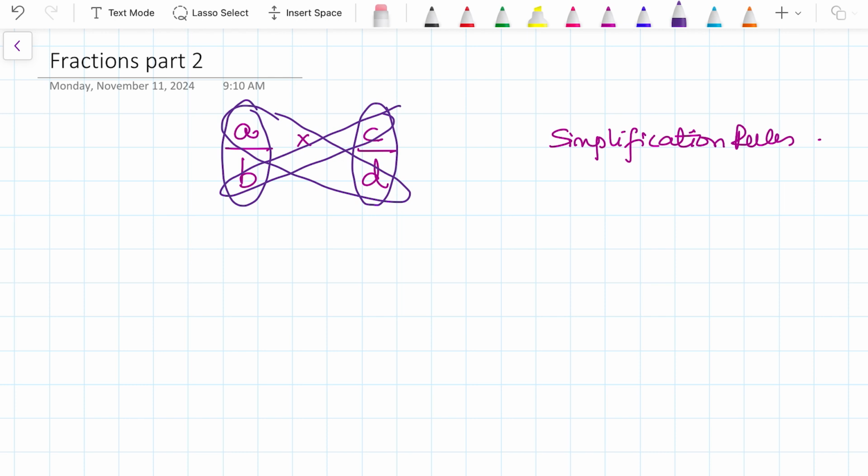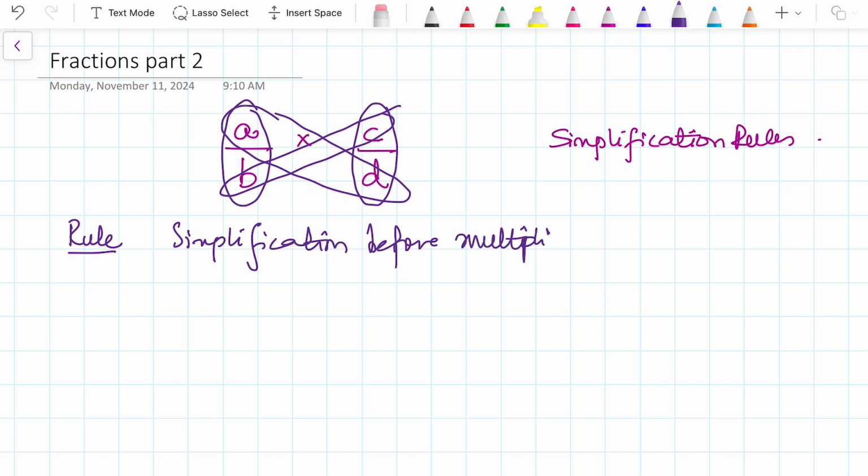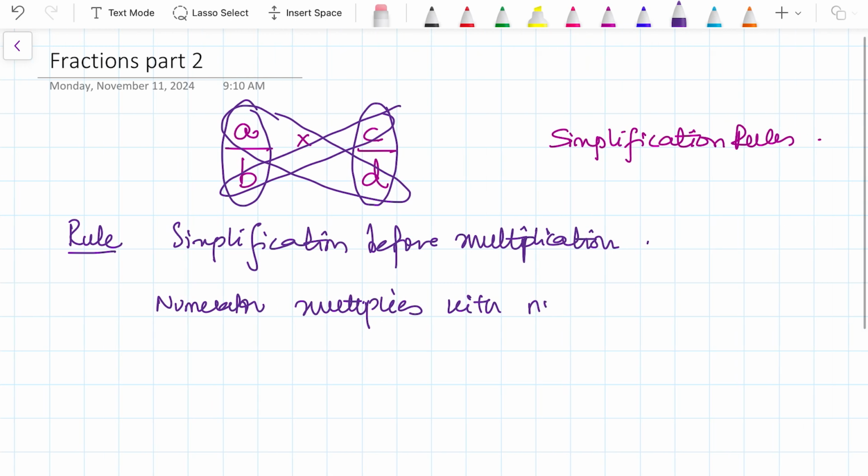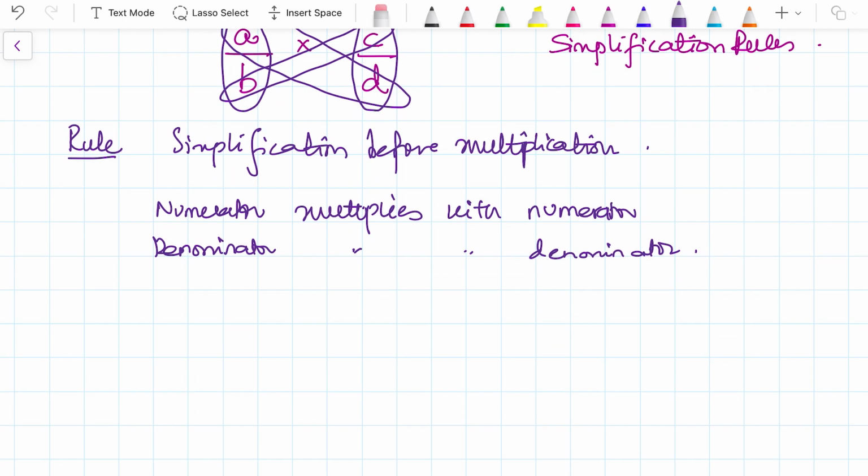So, the rule is simplification before multiplication. So this makes multiplication way easier in fractions. And for multiplication, remember, numerator multiplies with numerator, and denominator multiplies with denominator. Now let's take an example.